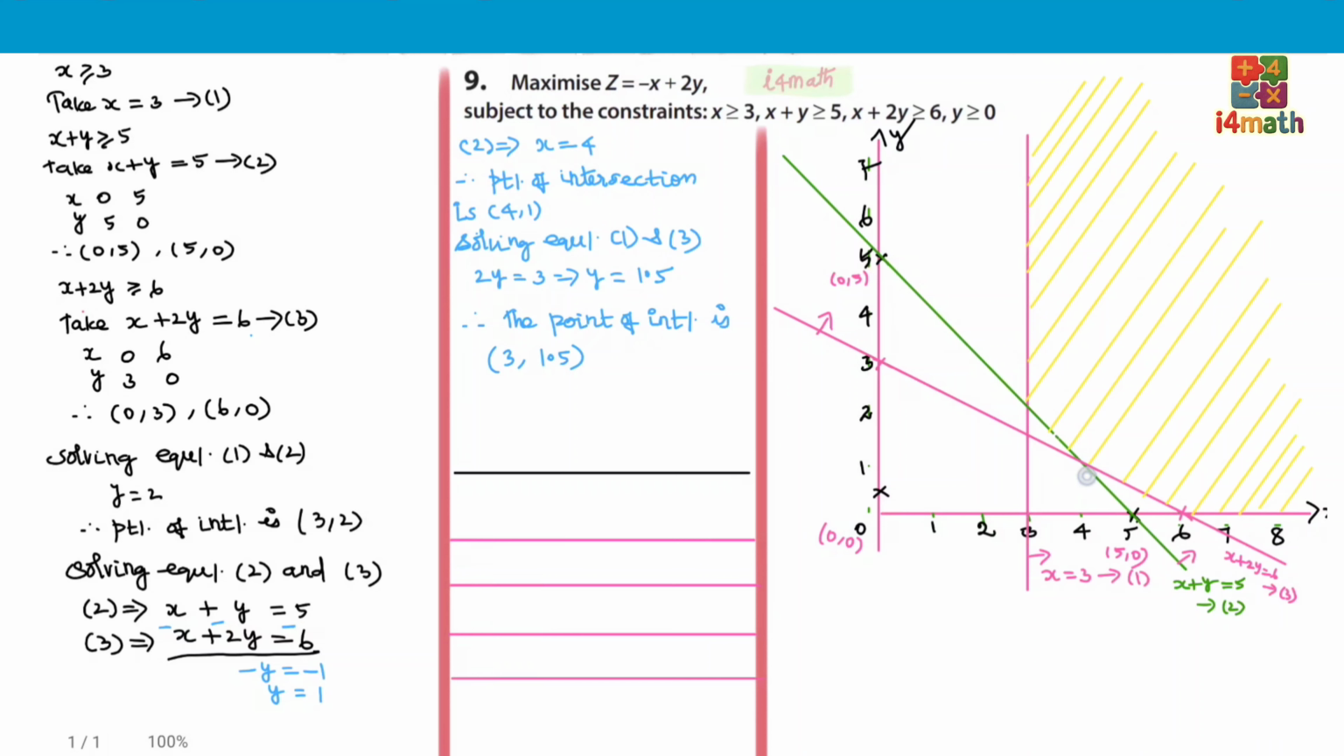This is the point of intersection of line 2 and line 3. The point of intersection of lines 2 and 3 is (4, 1). This point is called (4, 1).